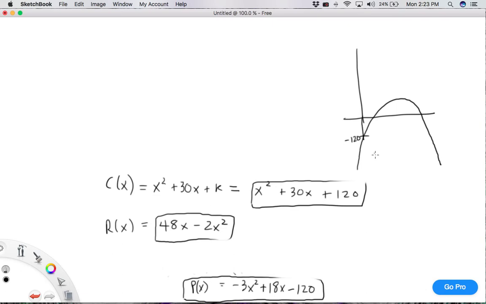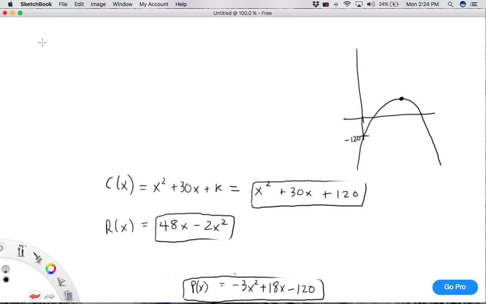So it's probably going to look something like this, which means we need to find this value, right? I'm assuming that the optimal level of production would be the level at which our profit is maximized, since we're a company, right? The optimal level would be where we're making the most amount of money.